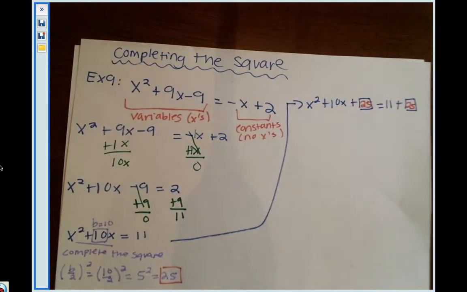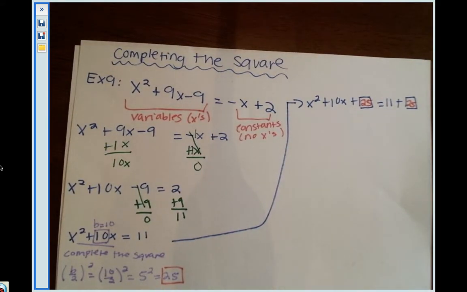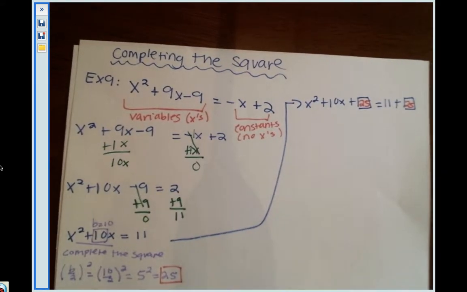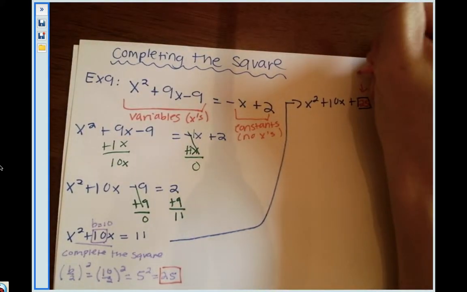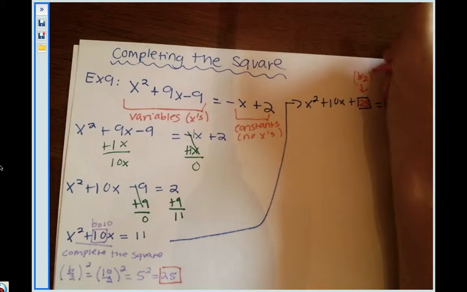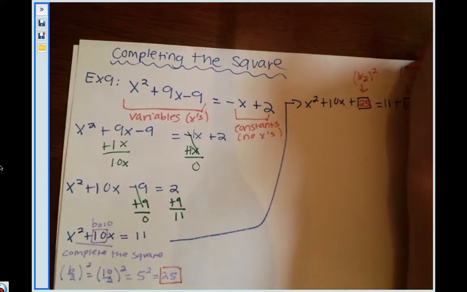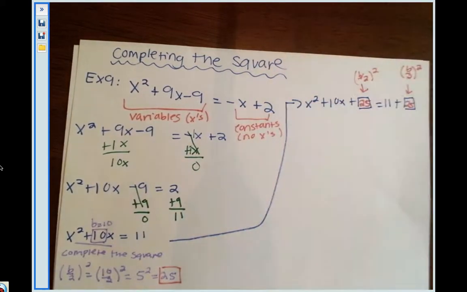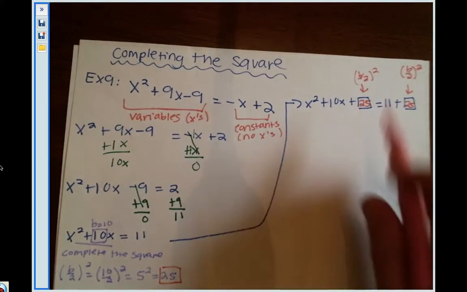Now you don't have to put 25 in the box. It just, for me, helps the visual to see that we're adding the same thing on both sides. All right, so this is coming from that b over 2 squared. That's where that number is coming from.